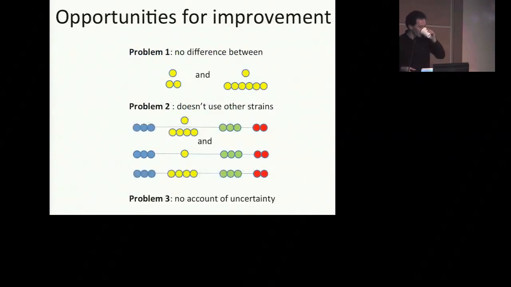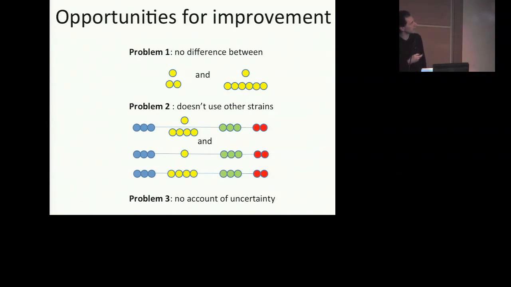Well, first of all, we can notice that the standard method doesn't take into account the number of copies that we actually see. So if we see one copy and two copies, or we see one copy and six copies, we would make the decision the same way, even though it takes a lot longer to evolve from a single copy to six than to evolve from a single copy to two. So that's one disadvantage. That's one limitation.